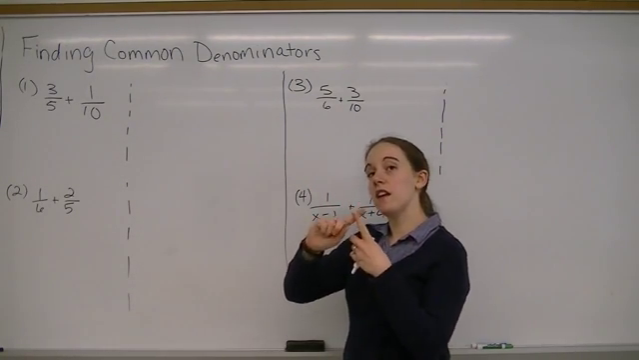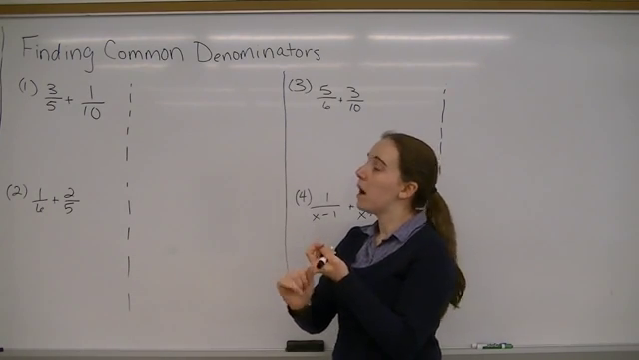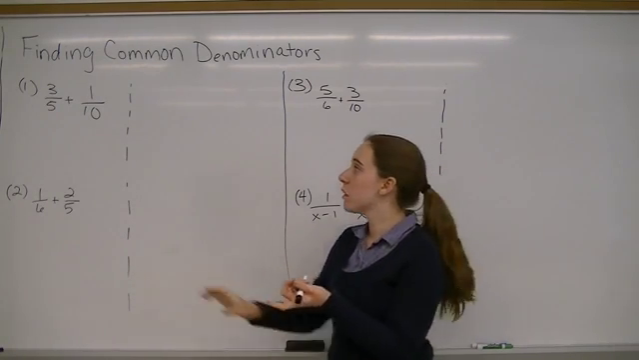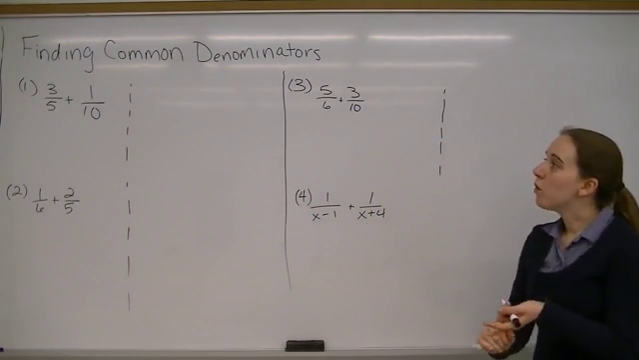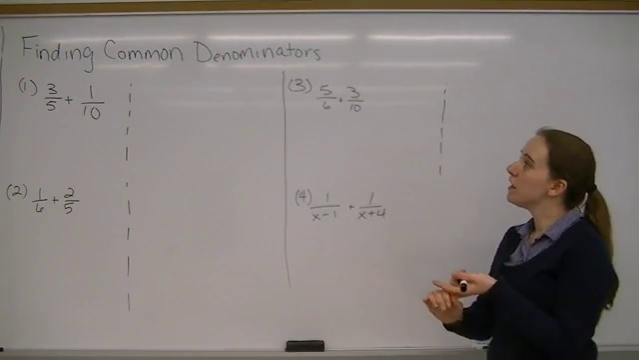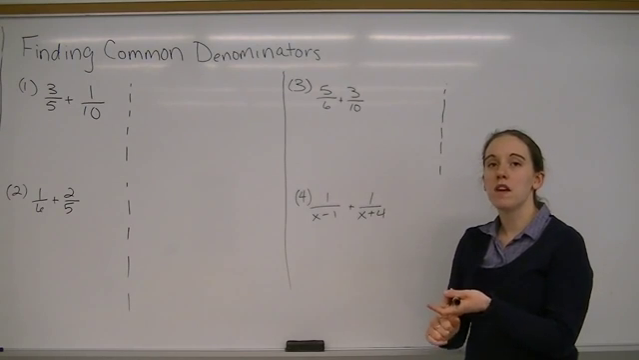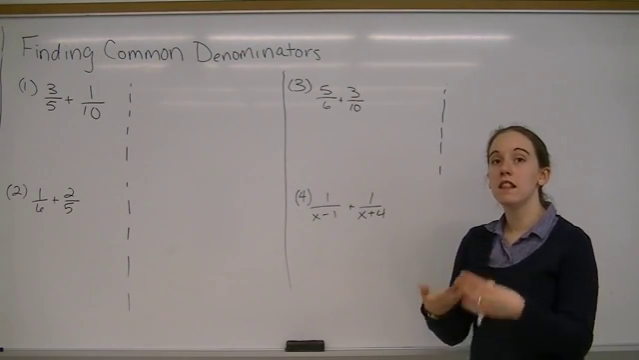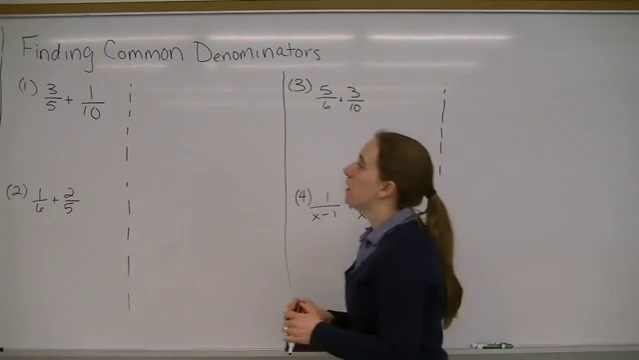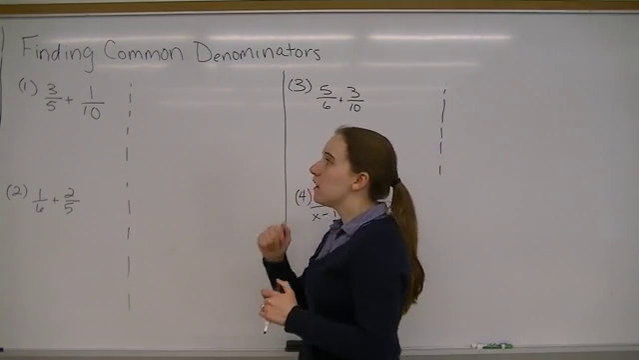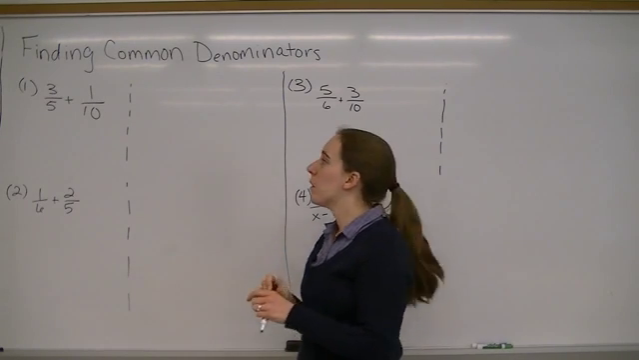We can either find a common denominator by doing the quick and dirty method, which is where we multiply what's on the bottom of each, or we can use the least common denominator method, where we actually do find the least common denominator and don't repeat factors. So let's look at this first example and do it the quick and dirty way first.